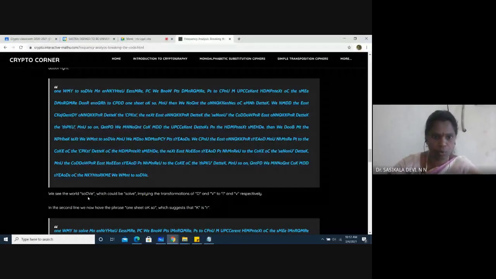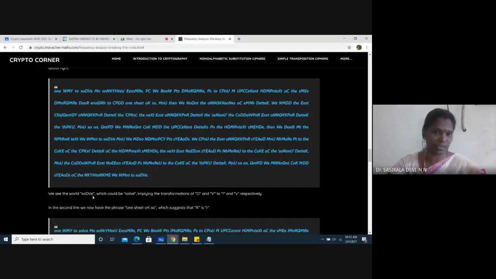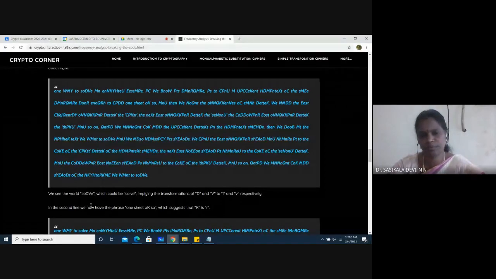So here, SODVE, with decrypted characters. DV is the encrypted part, and DV is to be replaced by two other characters. The most likely meaningful word is SOLVE. So D is to be replaced by L and V is to be replaced by V. Wherever there is D, replace it by L, and wherever there is the other character, replace it accordingly.